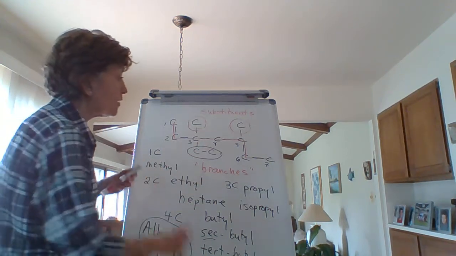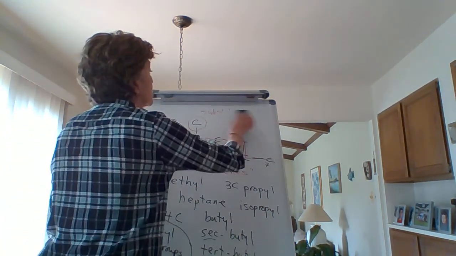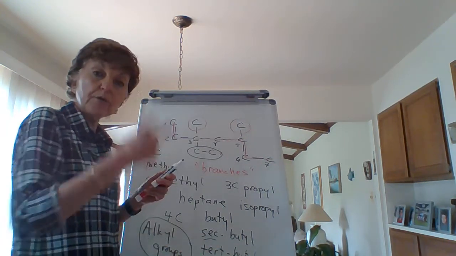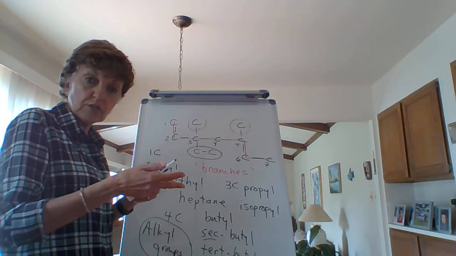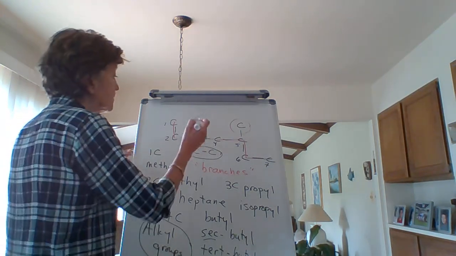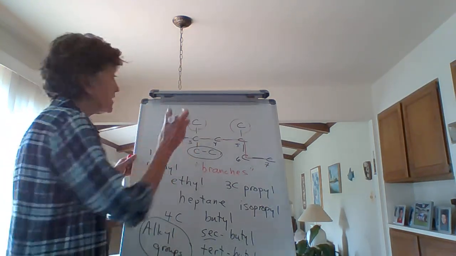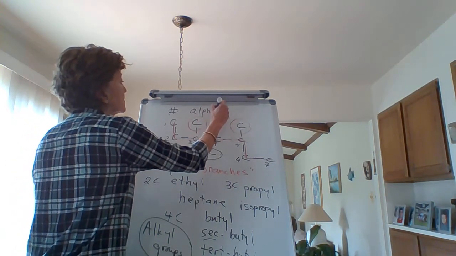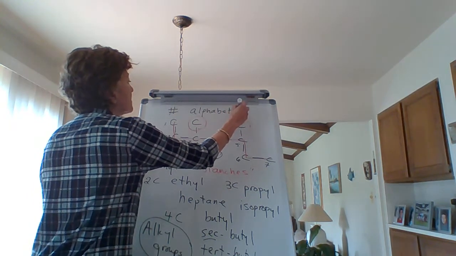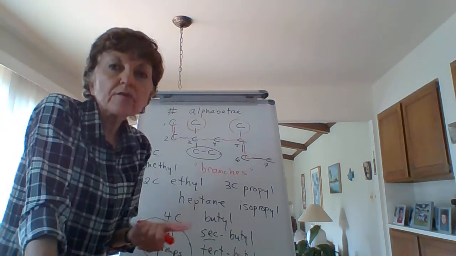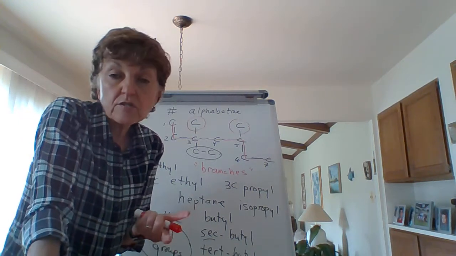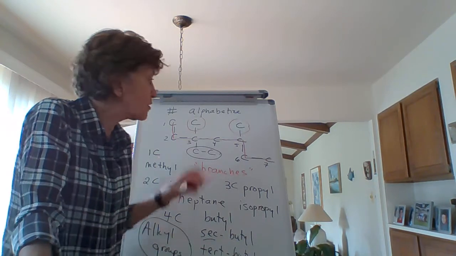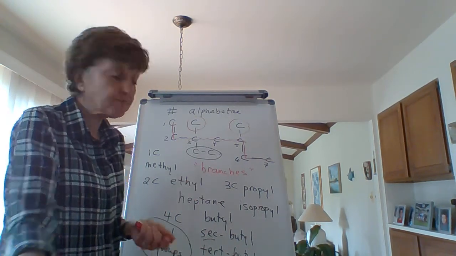So when we name this thing, we're going to name the substituents. We're going to put the number, put a dash, put the name of the substituent. So you're going to number, and you're going to alphabetize. What do I mean by alphabetize? Well, methyl starts with an M, ethyl starts with an E. So E comes before M in the alphabet, so it has to come before M in the name.